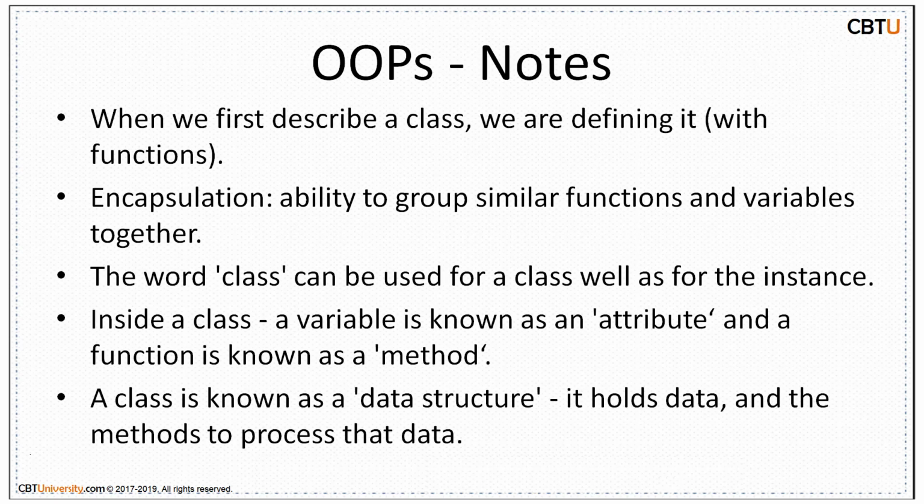Some notes on OOPs. When we first describe a class, we are actually defining it with functions. Encapsulation is the ability to group similar functions and variables together. The word class can be used for a class as well as for the instance. Inside a class, a variable is known as an attribute and function is known as a method. A class is known as a data structure. It holds data and the methods to process that data.